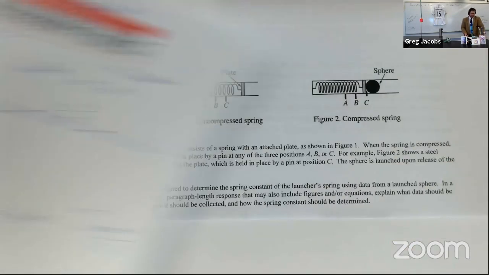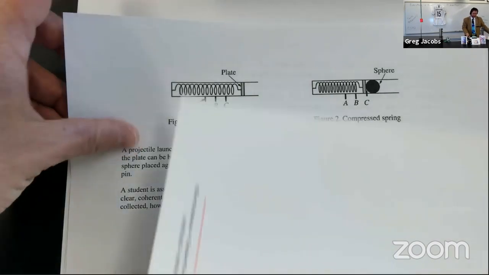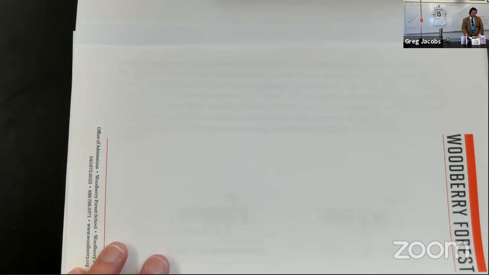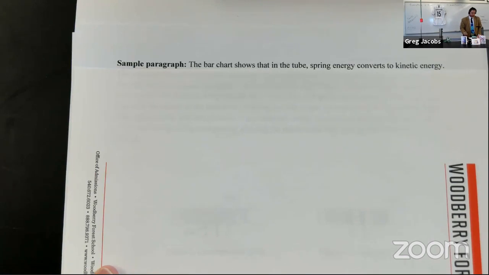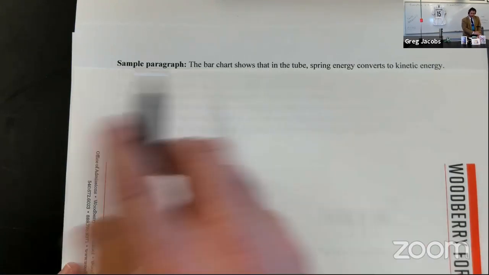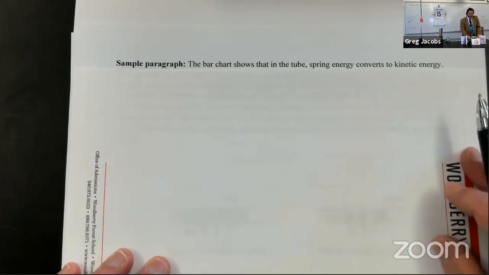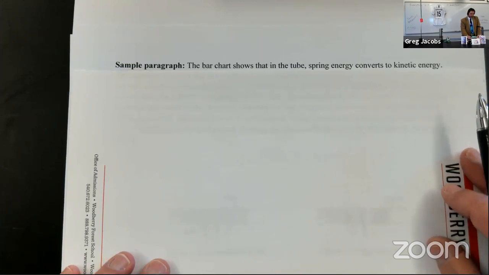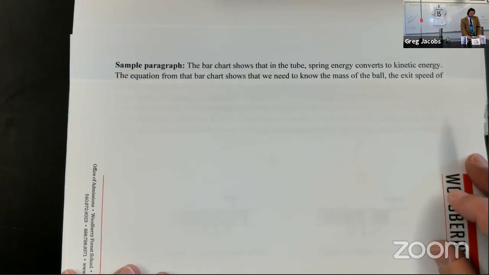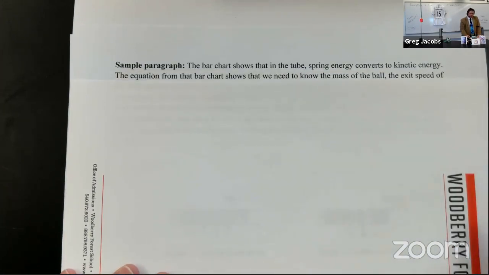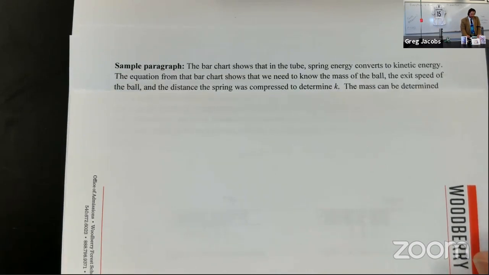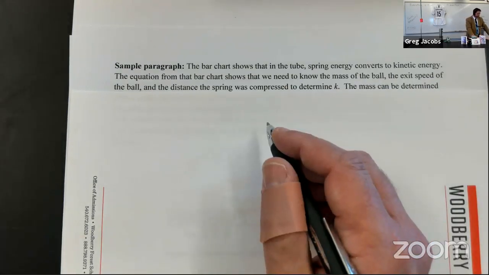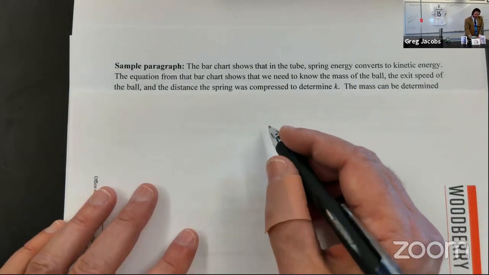So now I shall write my paragraph. The bar chart shows that in the tube, remember I wrote the bar chart over here, in the tube, spring energy converts to kinetic energy. The equation from that bar chart that I wrote over there shows that we need to know the mass of the ball, the exit speed of the ball, and the distance the spring was compressed to determine K. Notice that I didn't rewrite that equation here. I have that equation off to the side.